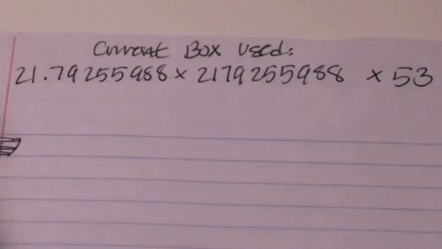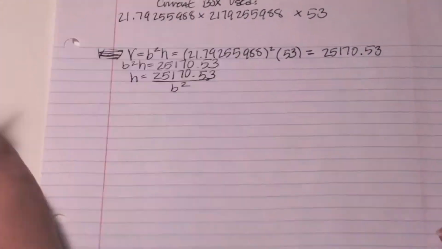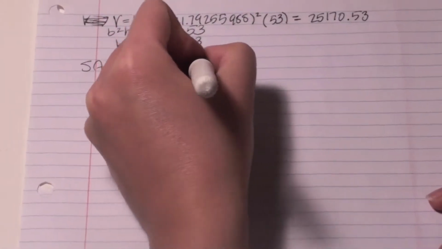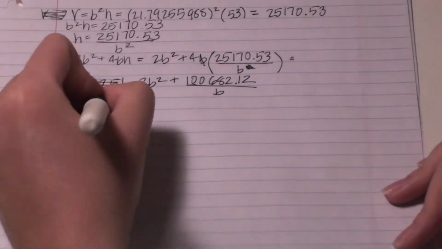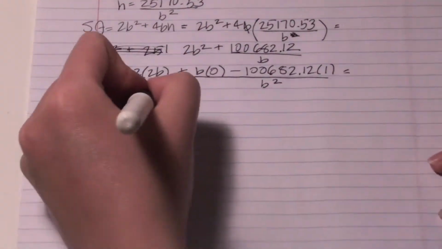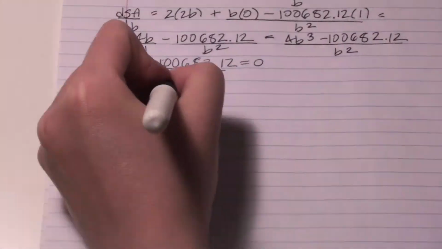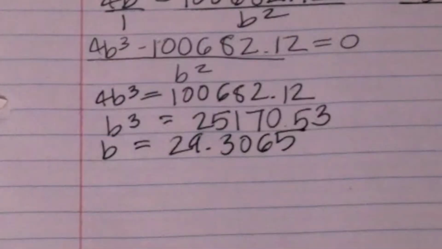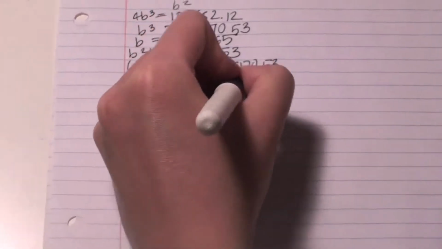After measuring our box dimensions, we plugged them in, found our volume, and then solved for the variable h. I then substituted my h value into the surface area formula for a rectangular solid, simplified it, and took the derivative. After setting my derivative equal to 0, I found my b value, which I plugged into the volume formula to find my h value.